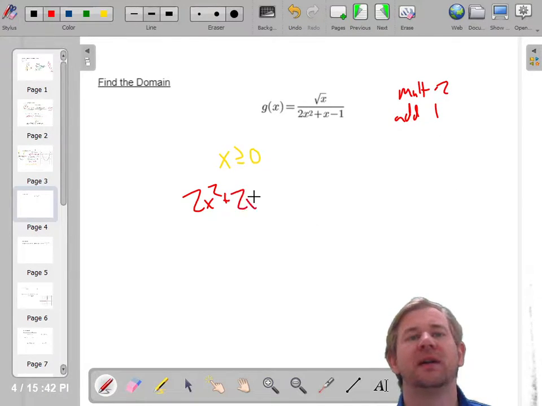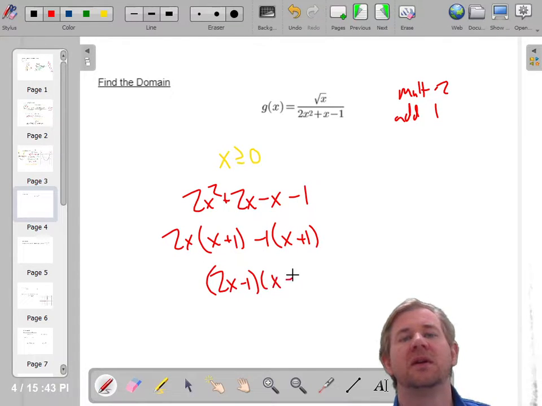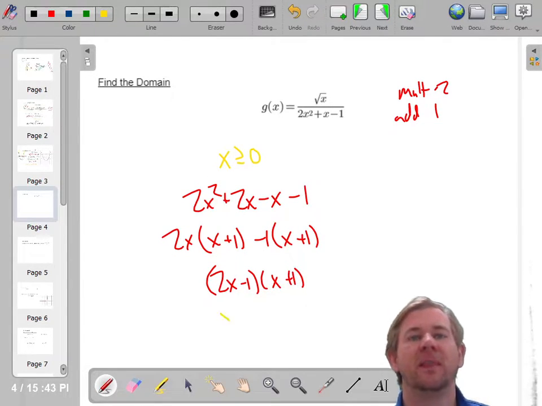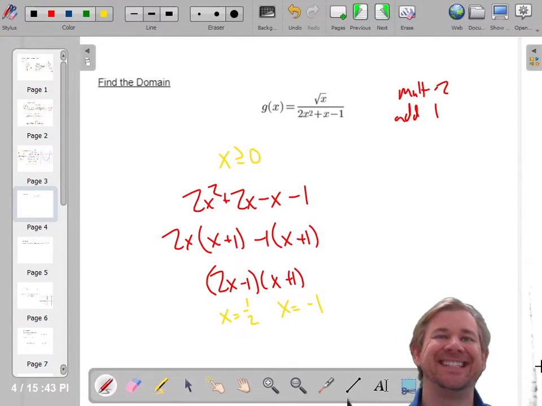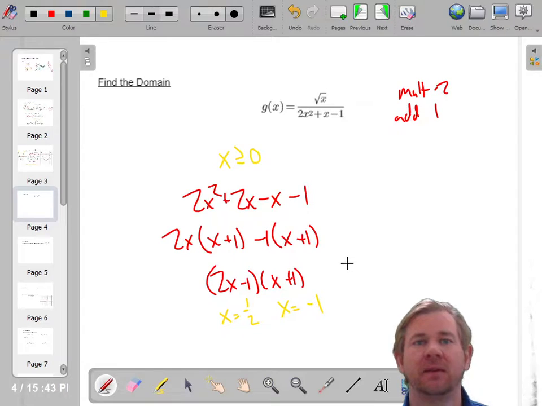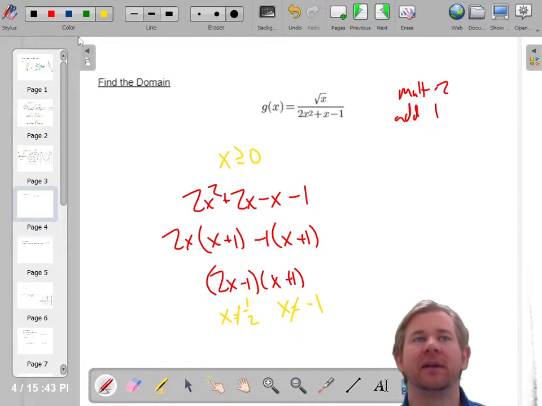That would be 2x and negative 1x. 2x, x plus 1 minus 1, x plus 1, 2x minus 1, x plus 1. So I have at 1/2 and negative 1, I have discontinuities. So x cannot be 1/2 and x cannot be negative 1 because that's in the denominator.